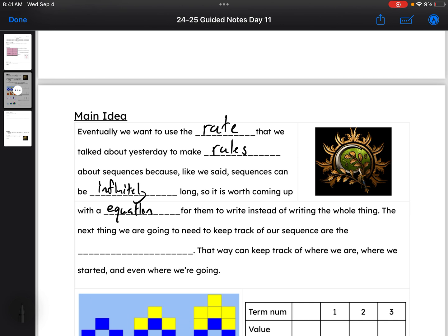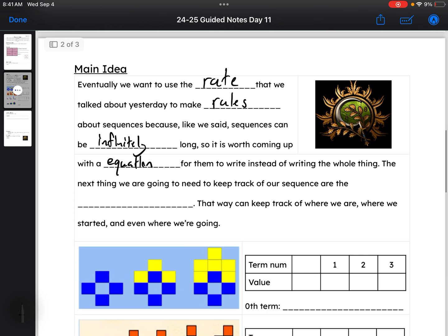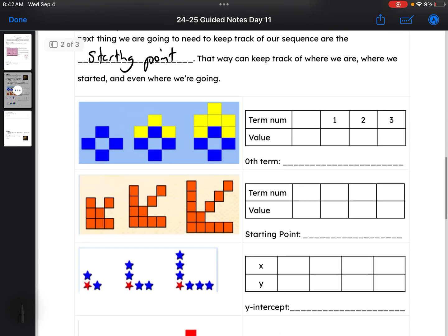So we've talked about the rate, but there's another thing that we're going to need, and some of you may have noticed that a couple of the patterns had the same rate. So just looking at the rate is not going to be able to tell enough about the pattern to make it unique. The next thing we're going to need to keep track of the sequences are the term numbers and starting points. As long as we have a starting point, we can keep track of where we started and then where we're going. So that's what we're going to be working on today.